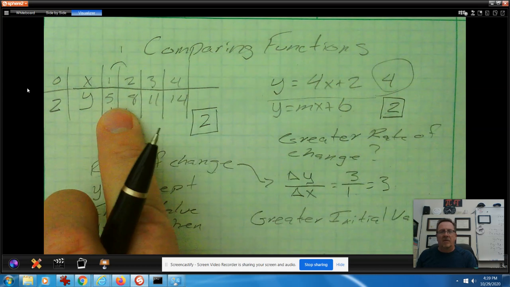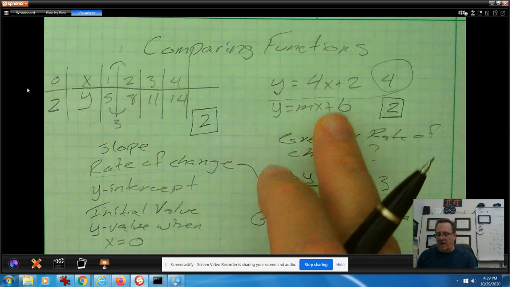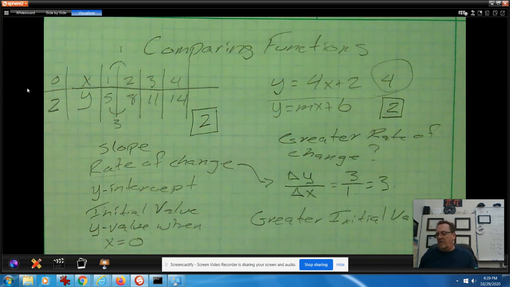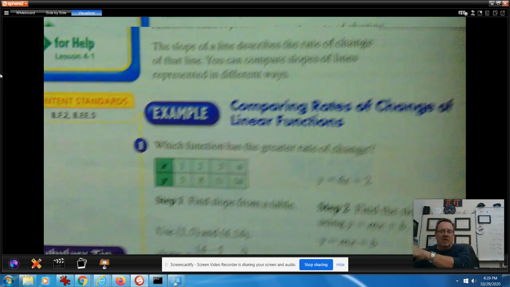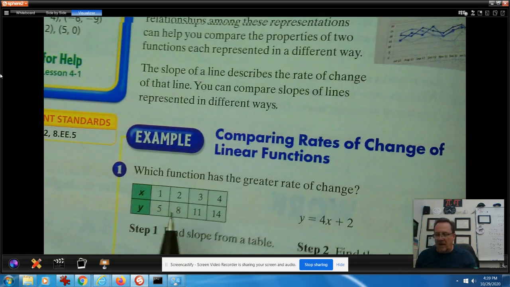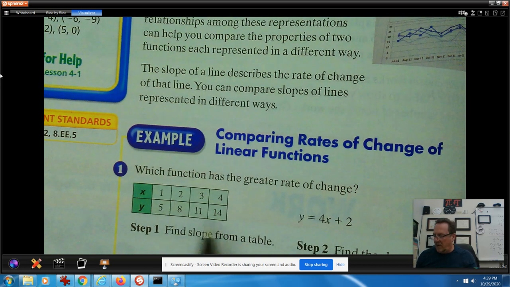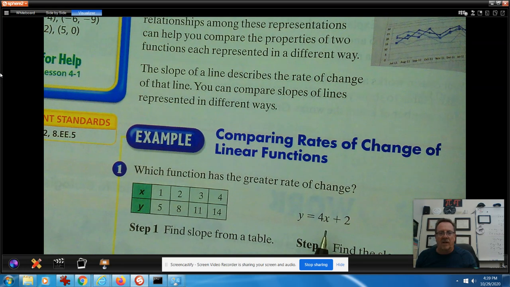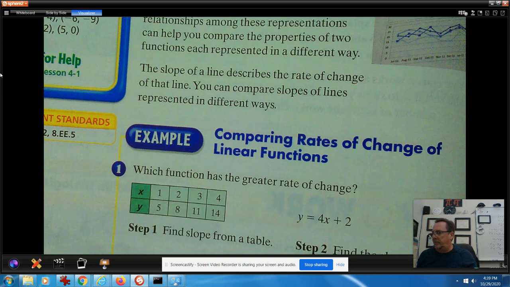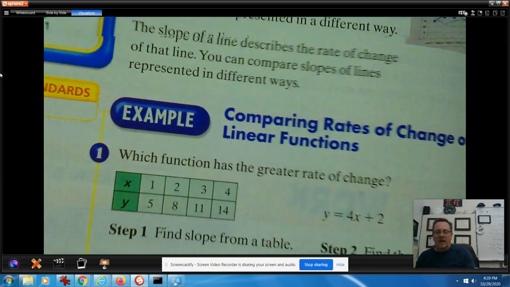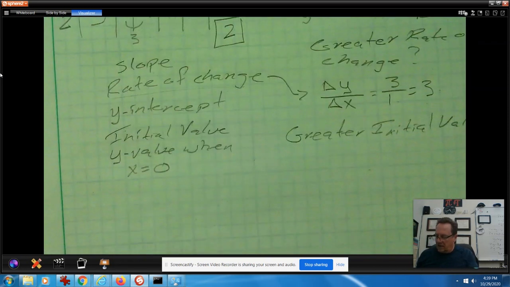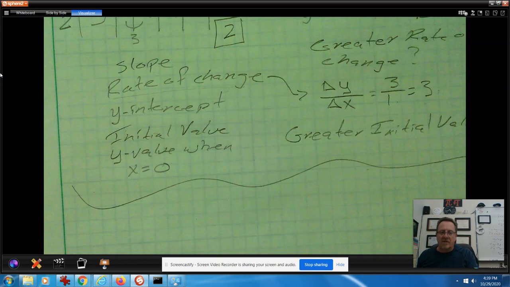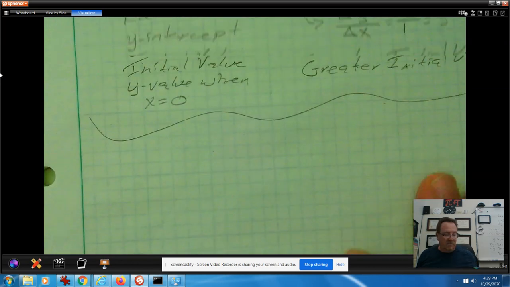Now, notice what we were doing is we were comparing a table to an equation. And in fact, the one I just did for you was actually out of your book. Here's the table of numbers that your book gave you and the equation that your book gave you. That's just that example. And the problems in your homework are going to look very similar. Eventually, when you take the Chapter 4 test, the problems will look very similar.